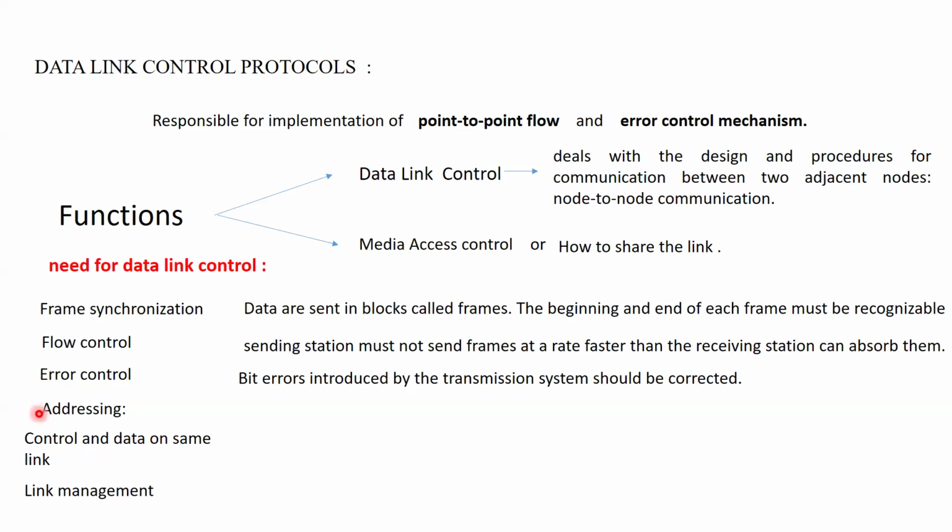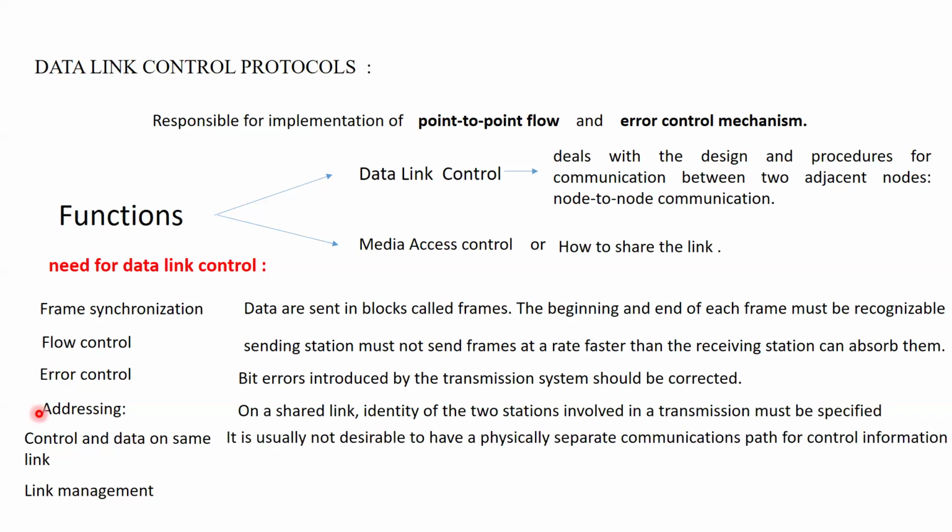Coming to the fourth one, addressing. It identifies the sender or receiver, that is, the two stations involved in the transmission. Coming to control and data on the same link, there is no physical separation of links for the control and the data information.